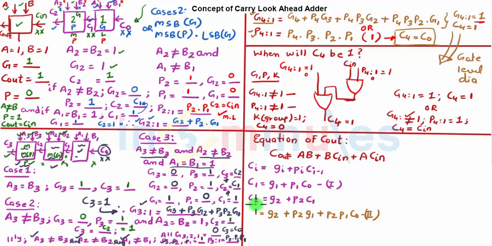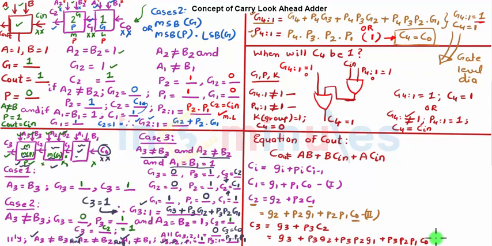If you see now, C2 does not depend on C1, C2 just depends on C0. We'll see this further. Let's see C3 also real quick. C3 is nothing but G3 plus P3 C2. Let's substitute the value of C2 here. So that is nothing but G3 plus P3 G2 plus P3 P2 G1 plus P3 P2 P1 C0.